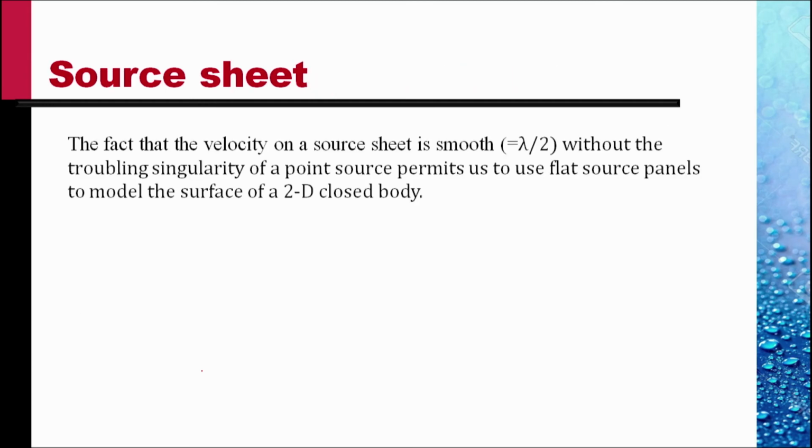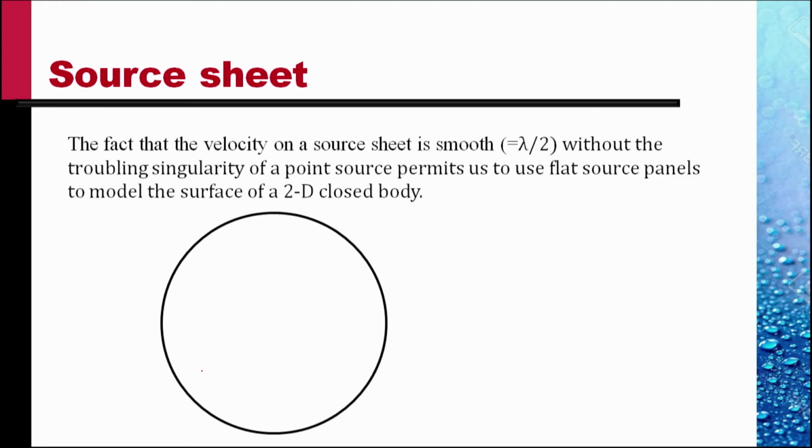The fact that the velocity of the source sheet is smooth and equal to lambda by 2, without the troubling singularity of a point source, permits us to use a flat plate source panel to model the surface of a 2D closed body. So we extend the use of this source panel to flow about an airfoil or even a circular cylinder.